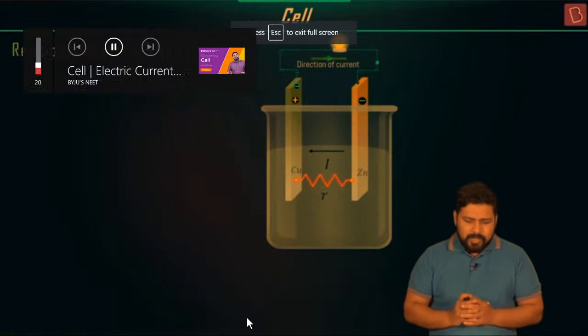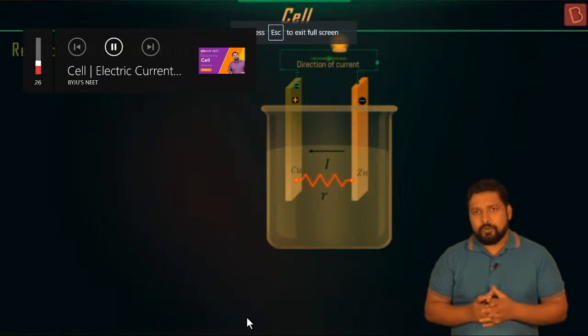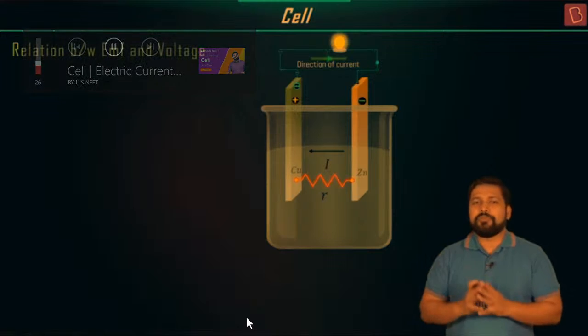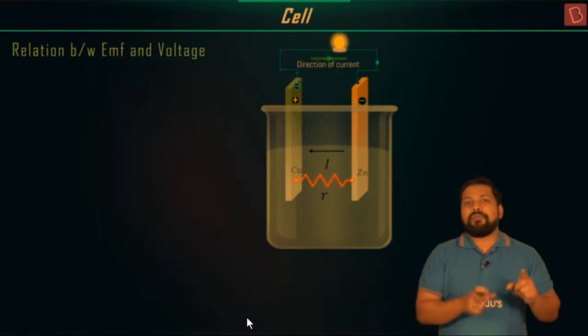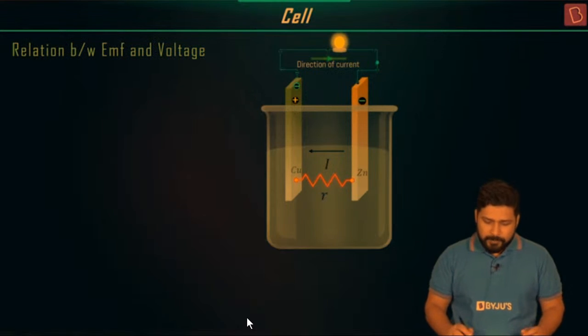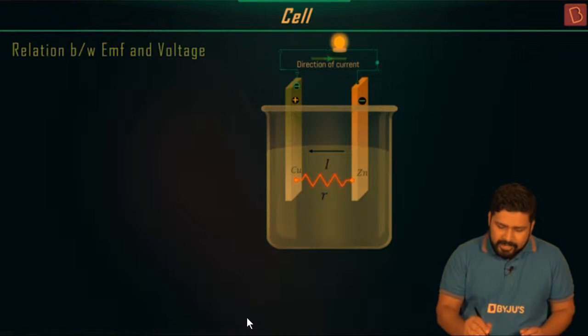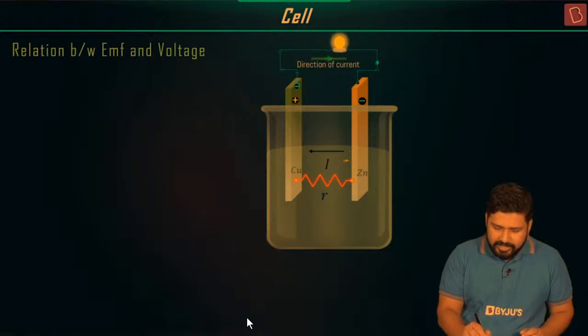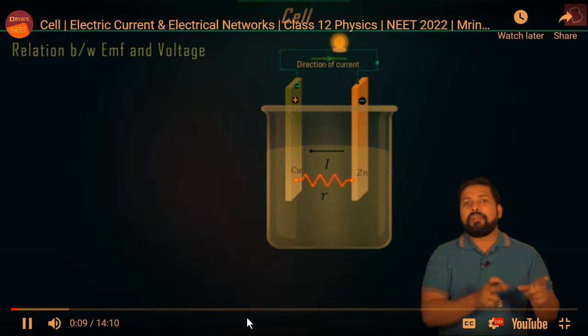So the relation between EMF and voltage, voltage meaning terminal voltage. Terminal voltage we'll denote with V and EMF we'll denote with E. Now, you see, let us take an example of a positive charge. I can think that H plus has broken from here, SO4 is over here, right?